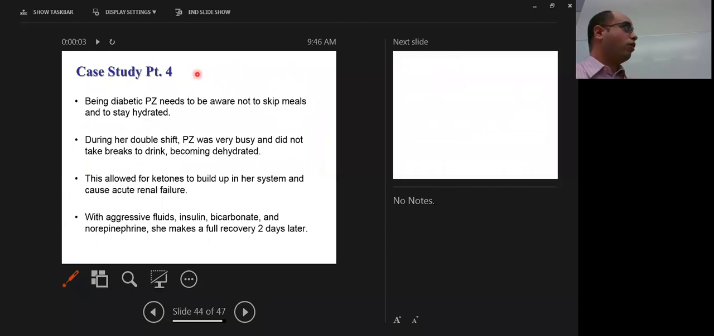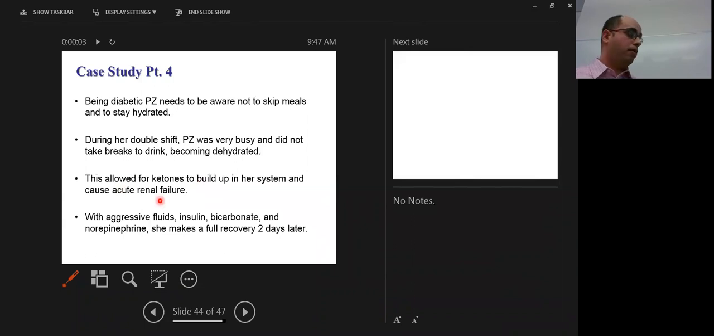So bringing it back to our patient, being diabetic, she needs to be very aware not to skip meals and to stay hydrated. During her double shift as a nurse, she was very busy and didn't take any breaks and didn't drink, and she became dehydrated. This potentiated, she was essentially fasting in a little bit of a starvation mode. She's diabetic to begin with. So this caused ketones to build up in her system and would eventually lead to acute renal failure.